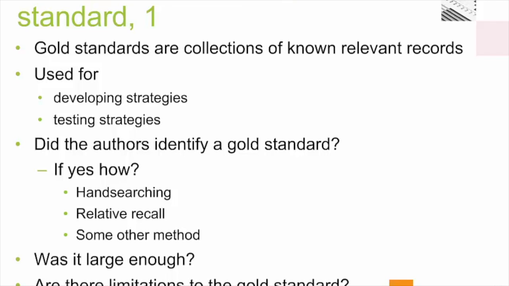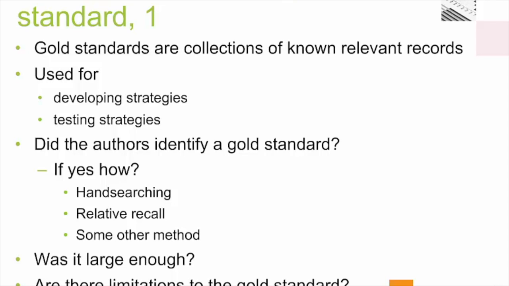So what we want to know from the search filter paper is how the authors went about identifying a gold standard. Because what we want to know is how representative that gold standard is of the type of record that the authors are trying to find or to develop the filter to capture.